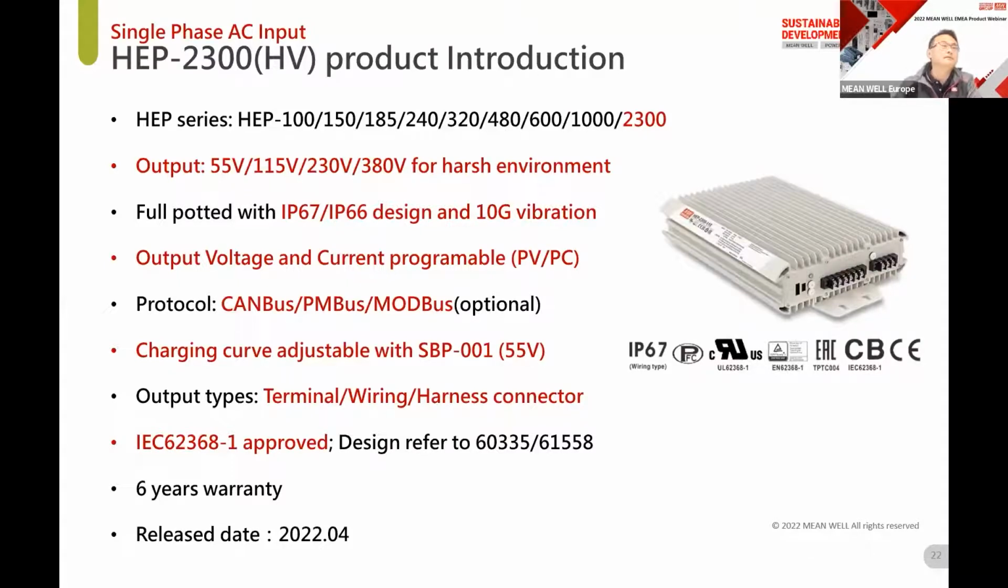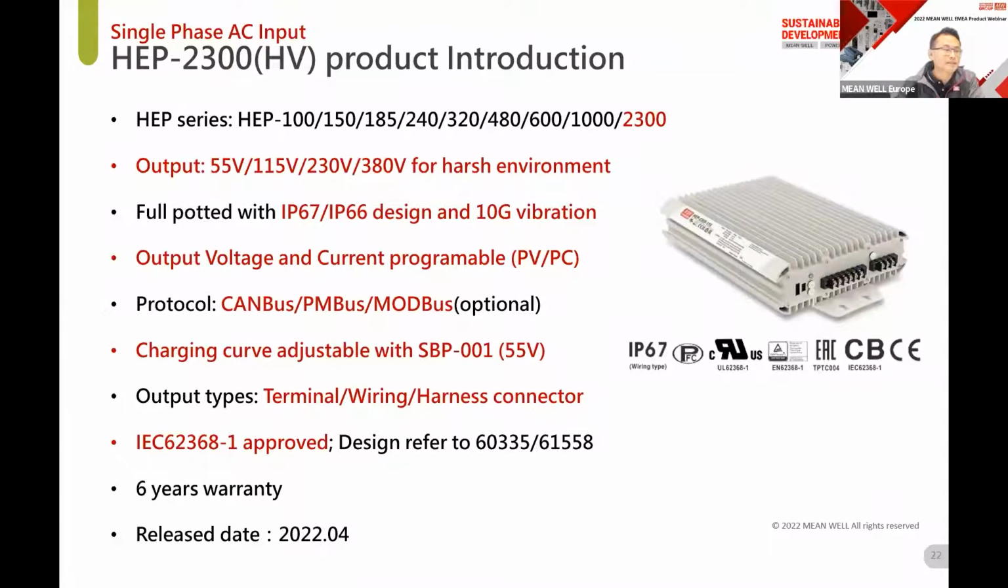Some industrial applications are installed in a harsh environment, with high temperature or high humidity. In this case, HEP is the best choice for the application. This year, a new HEP is released with a high power of 2300 watt and a high output voltage of up to 380 volt.